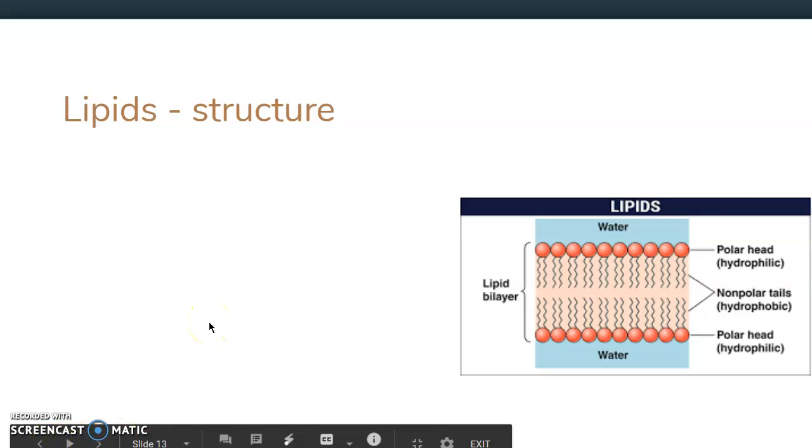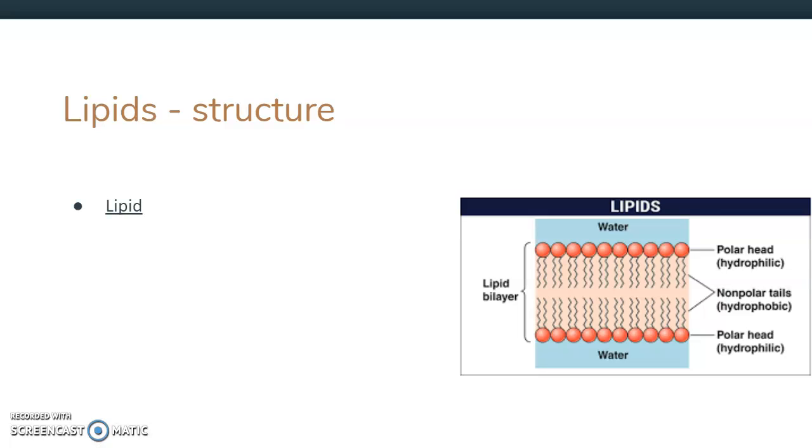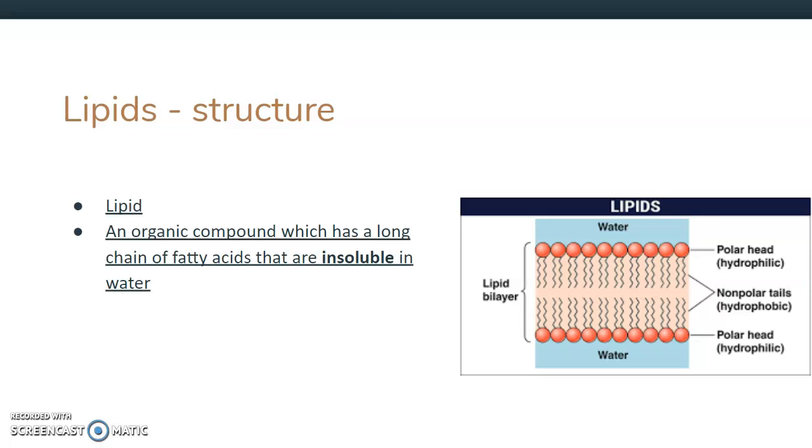So we're going to keep on going by talking about lipids. We're going to start by talking about their structure. Actually, first by defining them. So a lipid is an organic compound which is a long chain of fatty acids that are insoluble in water. So we learned a little bit about these, but our monomer, or our smallest piece that make up a lipid, is a fatty acid.